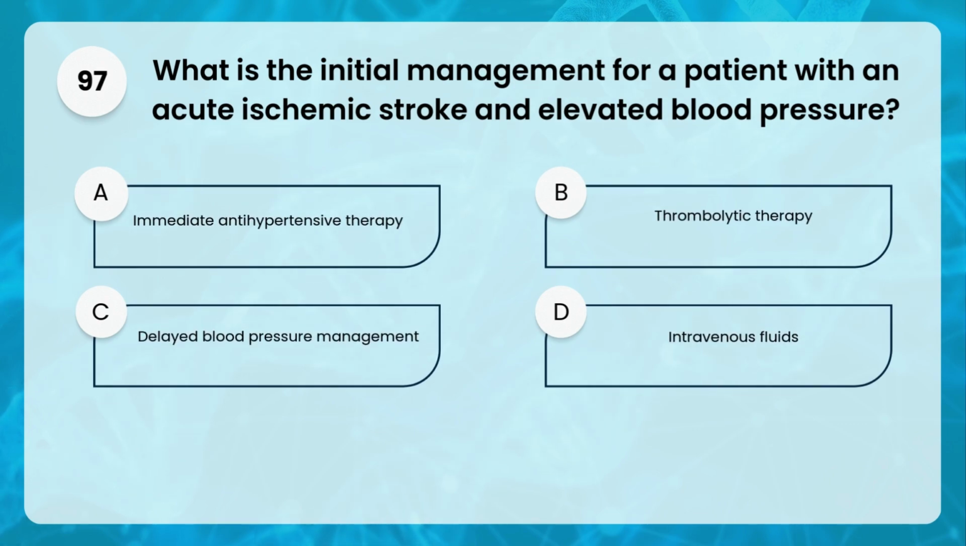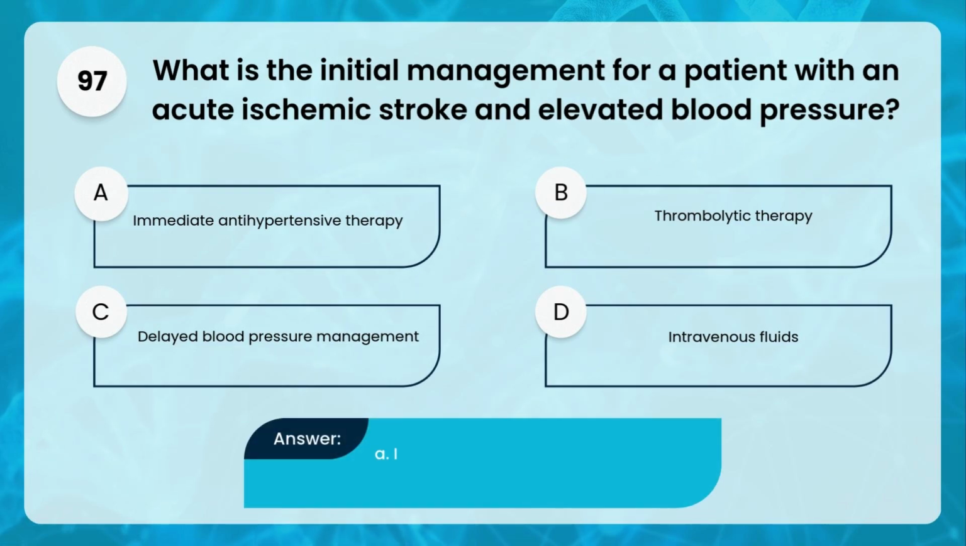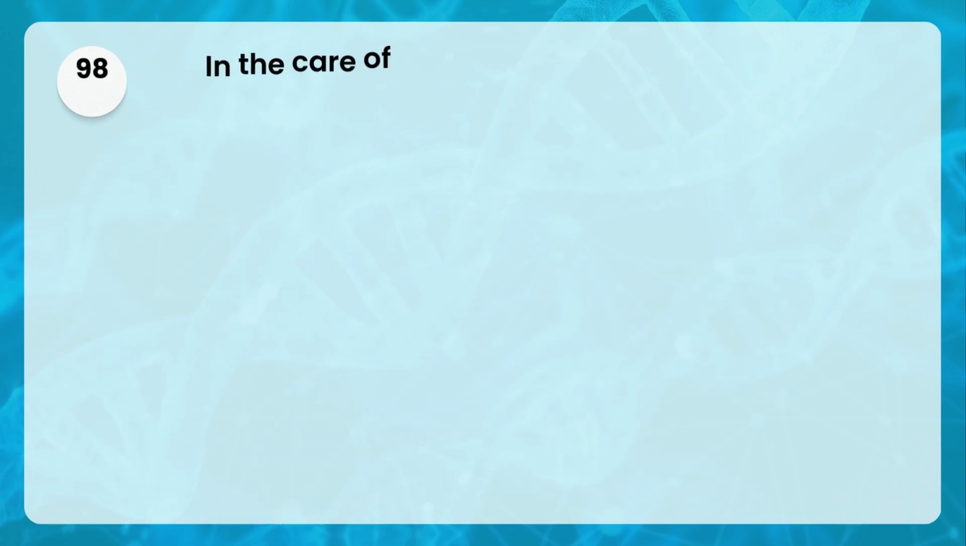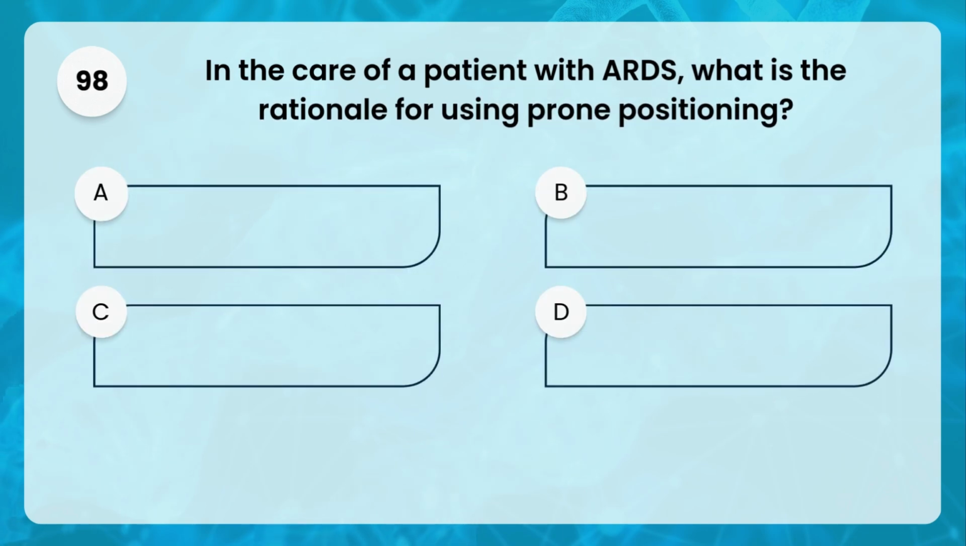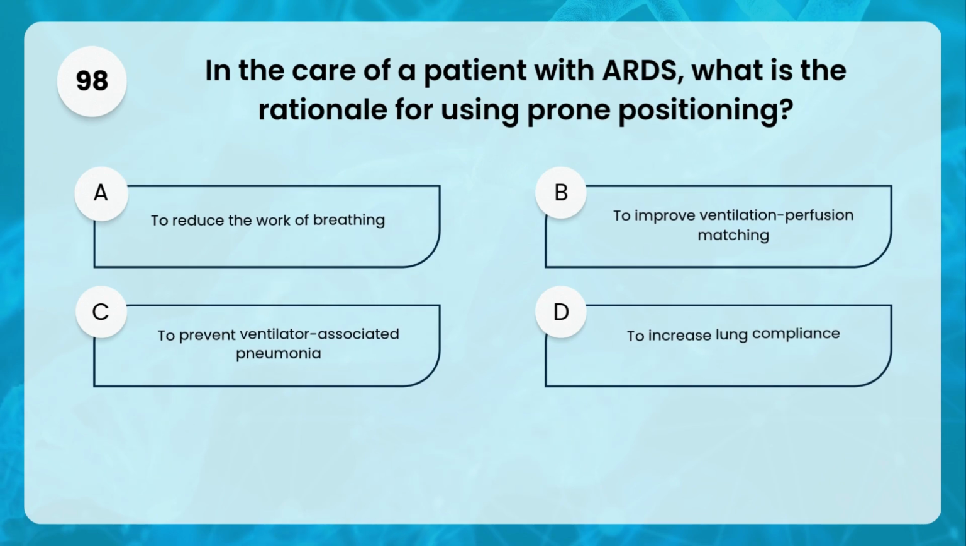97. What is the initial management for a patient with an acute ischemic stroke and elevated blood pressure? A. Immediate antihypertensive therapy. B. Thrombolytic therapy. C. Delayed blood pressure management. D. Intravenous fluids. The answer is A. Immediate antihypertensive therapy.